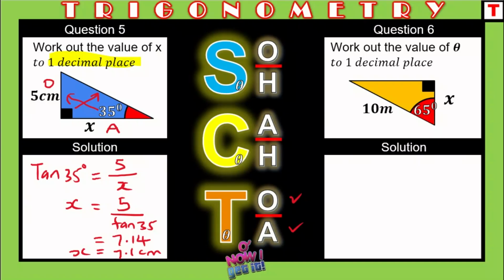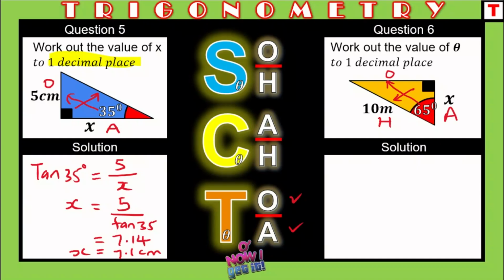Let's have a look at the next one. Firstly, we start off by labeling the sides of the triangle. Across from my 90 degrees will be my hypotenuse, and across from my other angle, the 65 degrees, will be my opposite. Therefore, x will be my adjacent.